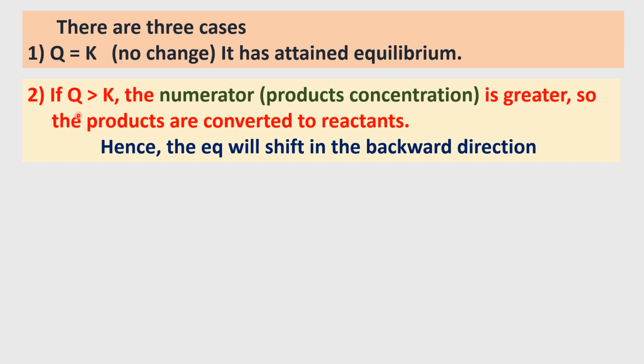In our case, Q greater than K. In this problem, Q greater than K, that means the numerator is greater. So, what is present in the numerator? Product concentration. Therefore, product concentration is greater. So, the products are converted into reactants to attain the equilibrium K value. Hence, the equilibrium will shift in the backward direction.